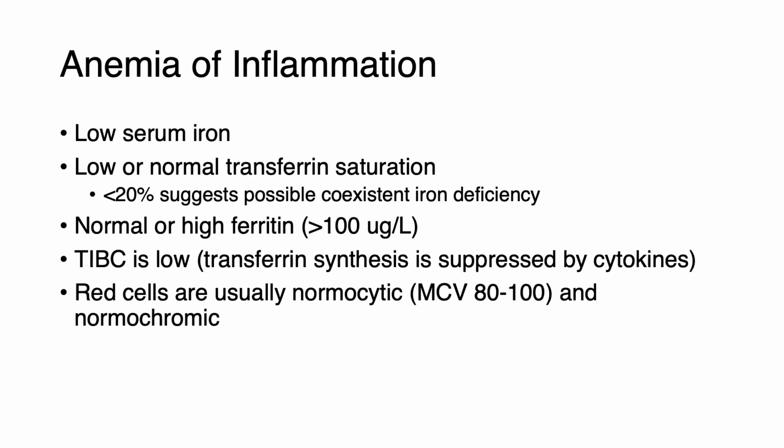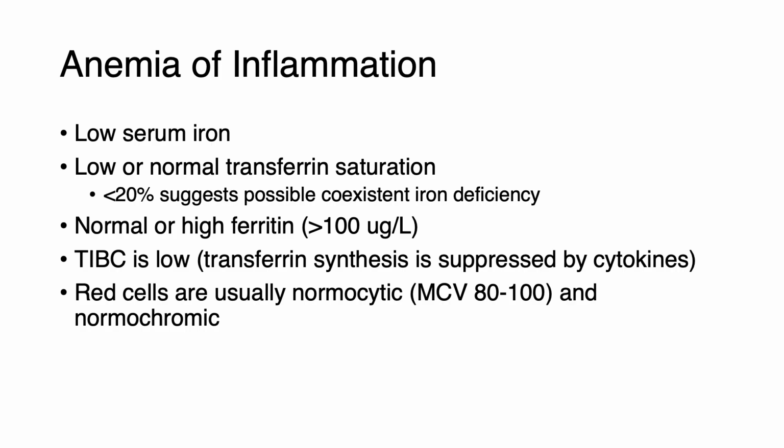So with anemia of inflammation, you're going to have a low serum iron. Your transferrin saturation can be normal or it could be low. And when it's low, you should think about coexistent iron deficiency. The ferritin is going to be normal or high, usually over 100. And your TIBC is going to be low because transferrin synthesis is actually suppressed by cytokines. So the liver isn't going to make a lot of transferrin when there's inflammation. So that is one clue that can help you differentiate between iron deficiency and anemia of inflammation: the TIBC.